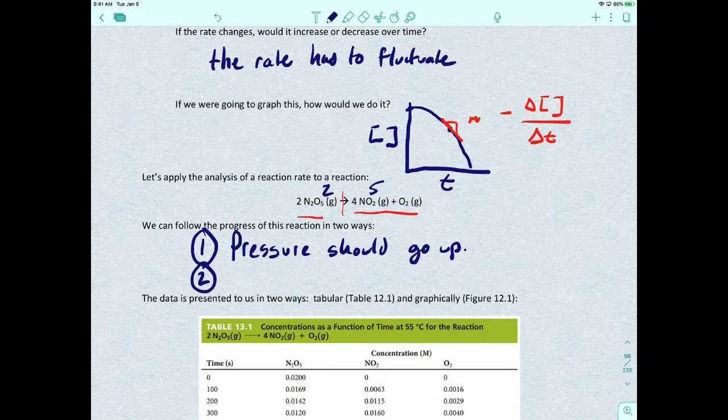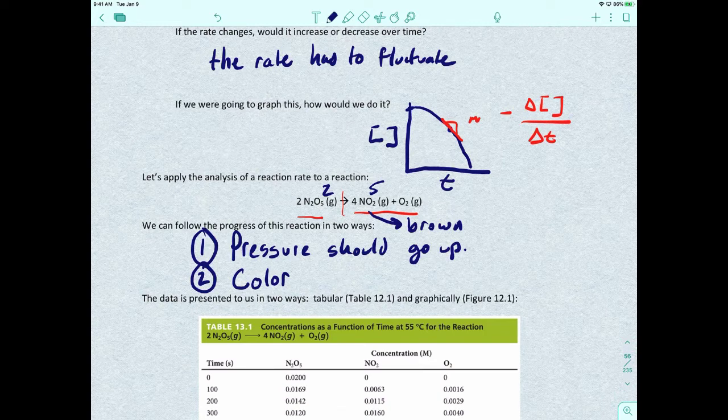Now the other way, if you study this chemical equation a little bit more, NO2 actually gives off a pretty brown color, like brown like mud. So we can follow the progression of this reaction by looking at the color, because as more NO2 is being produced, we should see a definite brown color. Now, let's take a look at the results of this reaction.